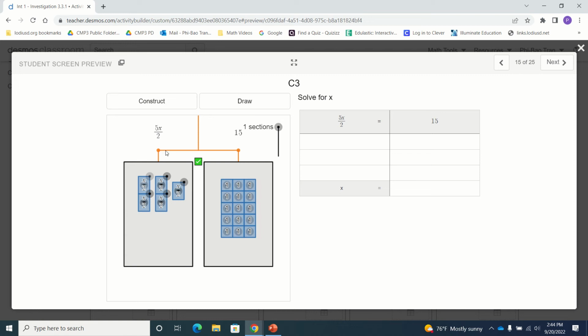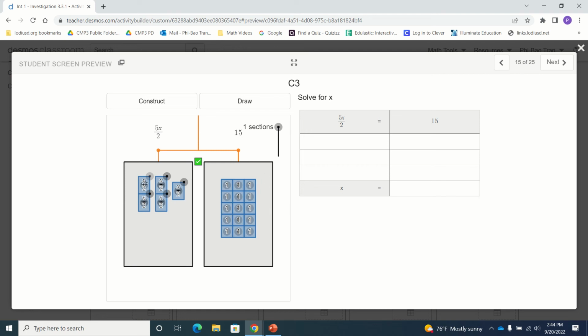So here I have 5x over 2. Again, what this means is that I have 5 parts. Each of these are half an x. Again, notice that 2 of these parts make a full x. So I have 5x over 2. I have 5 parts where half an x equals 2. And over here I have 15.